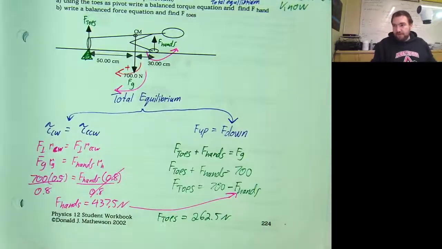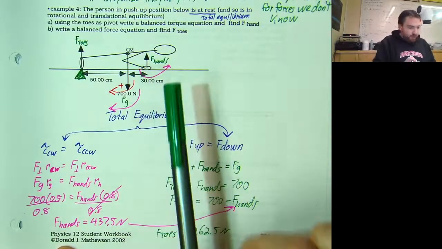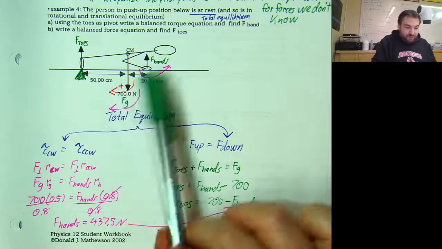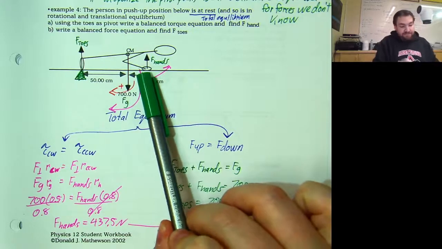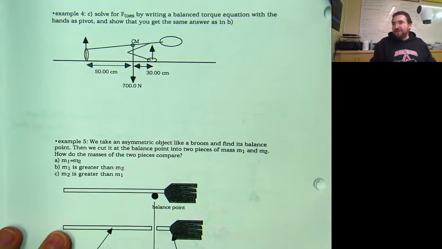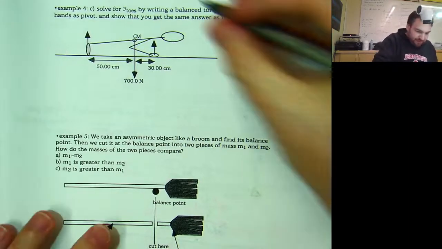Okay. So we're going to flip the page. We're going to see the example 4. It's called 4C, but the next example, and the only difference is it places the pivot here. So flip the page. Solve for F toes by writing a balanced torque equation with the hands as the pivot. I'm not going to do this one fully, but I'm just going to show you how this one would work.